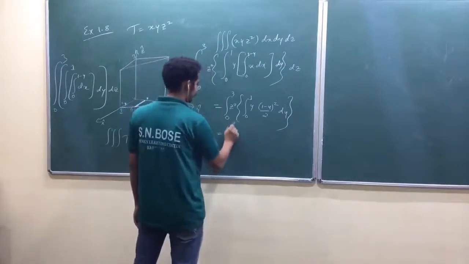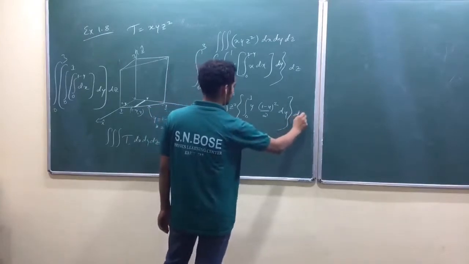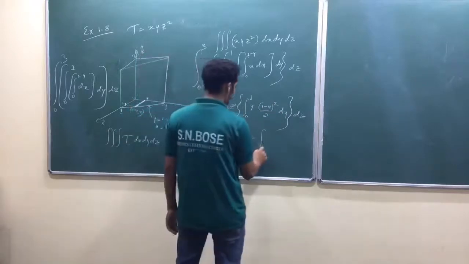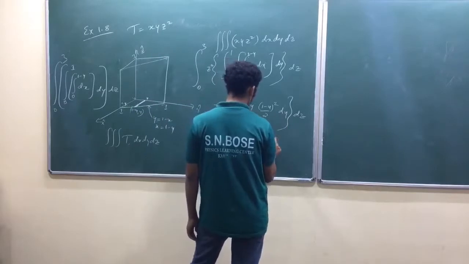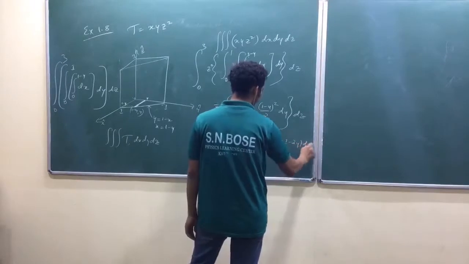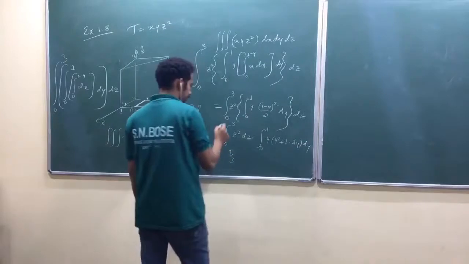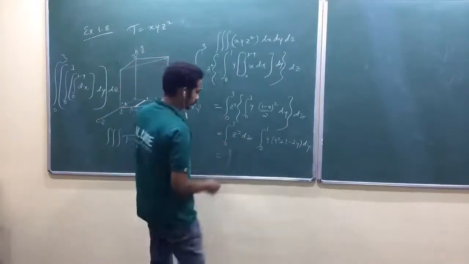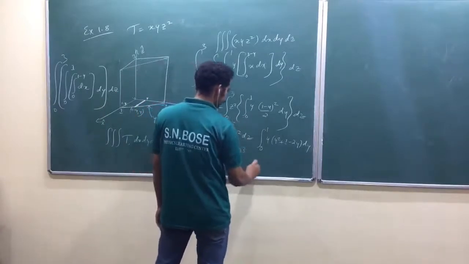Should I do this one? I can write z square dz, because when you find this one, you will get a constant. It will come outside. Okay. Integral 0 to 1, how to write this one? Y into y square plus 1 minus 2y dy, z cube by 3, that is 9 by 3. Am I right? No, 27 by 3. Z cube by 3, z cube by 3 running from 0 to 3.